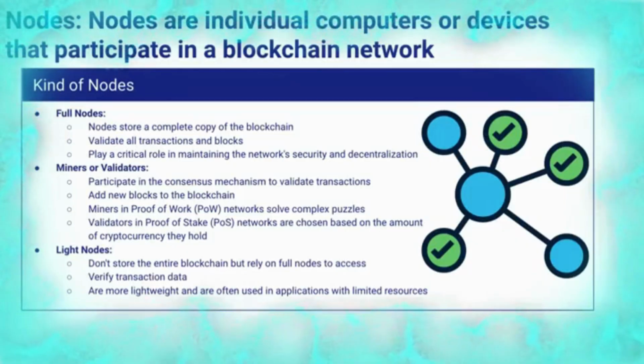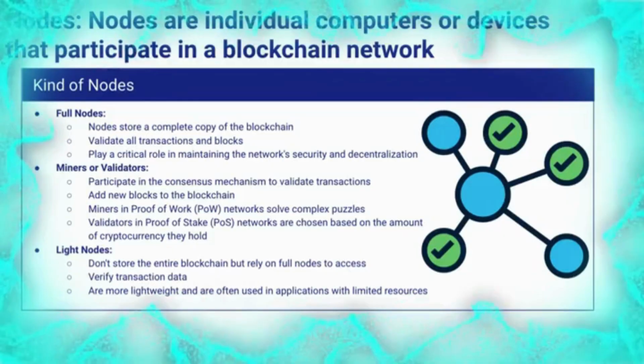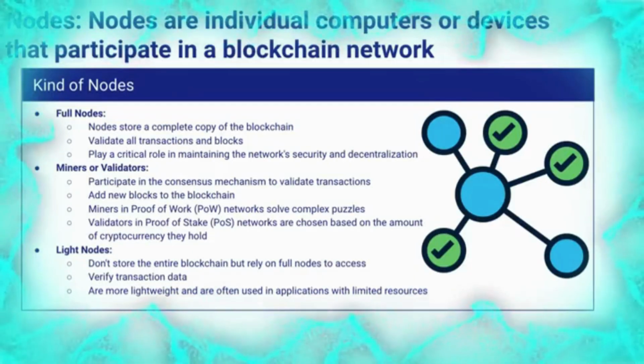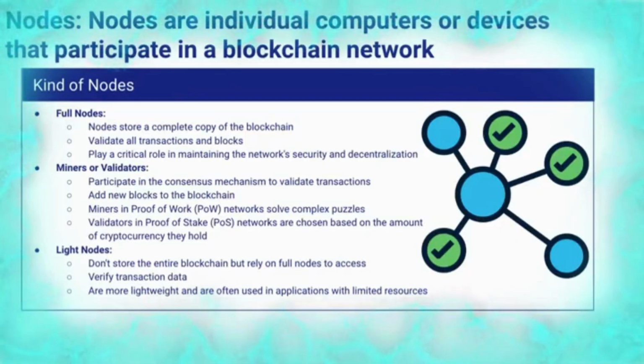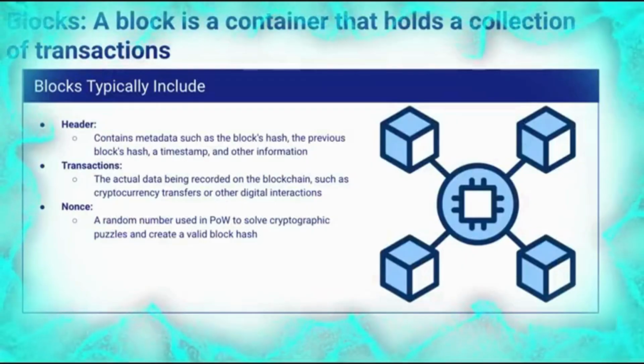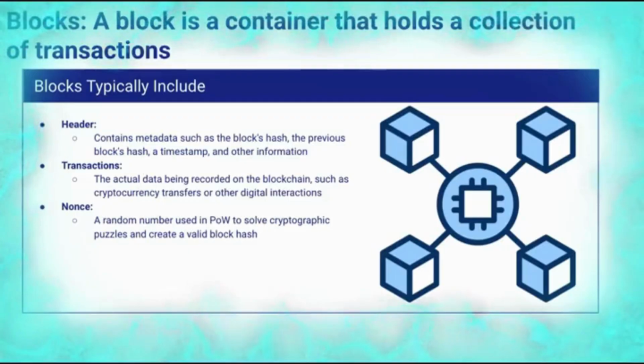Miners or validators. These nodes participate in the consensus mechanism to validate transactions and add new blocks to the blockchain. Miners in proof-of-work networks solve complex puzzles, while validators in proof-of-stake networks are chosen based on the amount of cryptocurrency they hold. Light nodes. These nodes don't store the entire blockchain but rely on full nodes to access and verify transaction data. They are more lightweight and often used in applications with limited resources. Number 2. Blocks. A block is a container that holds a collection of transactions. Each block contains a unique identifier called a hash, which is generated based on the block's content and the hash of the previous block.